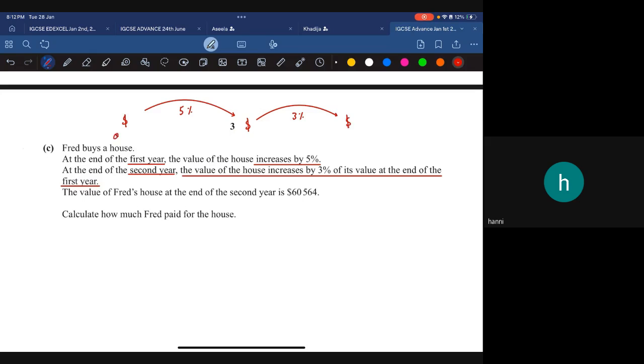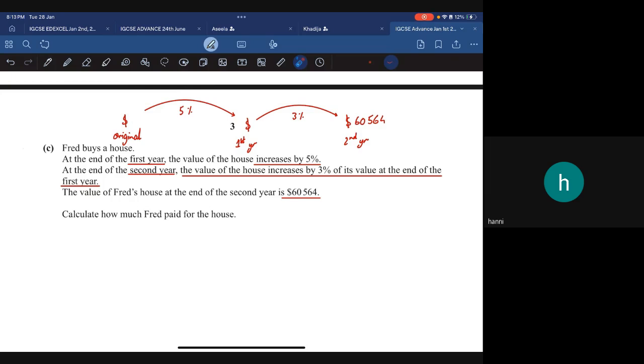So this is the original price of the house that Fred bought it at. This is the first year, and this is the second year. What we're concerned with is to calculate how much Fred paid for the house. So technically, we're concerned with this one, the original amount. At the end of the second year, Fred's house is worth 60564. Now, in order to solve this question, I need to go backwards.